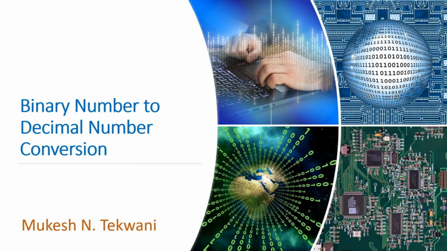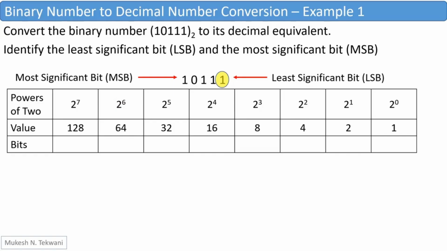In this video lecture, we will see how to convert a binary number to its decimal equivalent. Let us take the first example in which we have to convert the number 10111 from binary to its decimal equivalent. Now the first step in doing this conversion is to identify the least significant bit and the most significant bit. So our given number is 10111. Now the rightmost bit is the least significant bit because it has the smallest weight. The bit at the extreme left, that is this one, is our most significant bit because it has the highest weight.